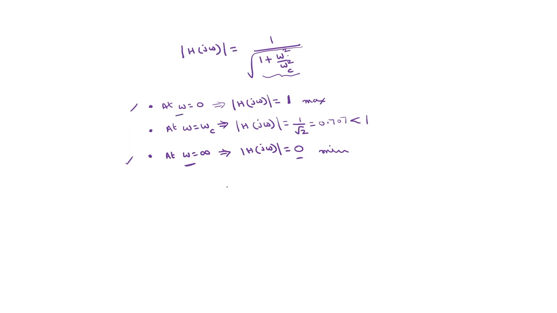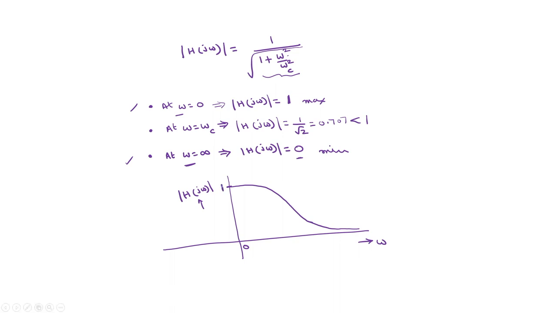So if I plot for different values of omega, you can find that this response will be something like this. At infinity it will go to 0. I am plotting with respect to omega. You can plot with respect to f also, because the only difference is 2 pi. This is the magnitude of the frequency response with omega. At omega equal to 0, the value is 1, the maximum value. At omega equal to infinity, it will go to 0, and at omega equal to omega c, it is 1/√2. The frequency at which the magnitude is 1/√2 times the maximum value is called the cutoff frequency.